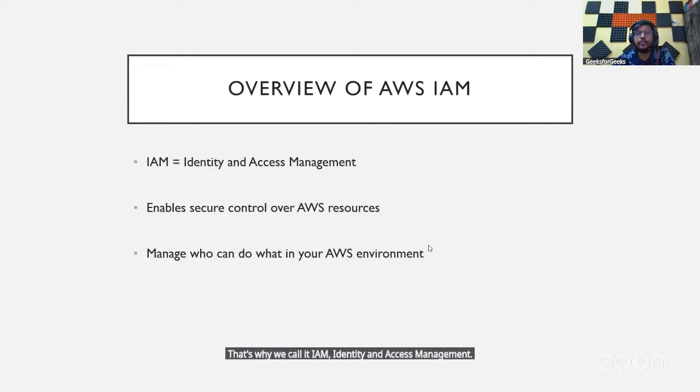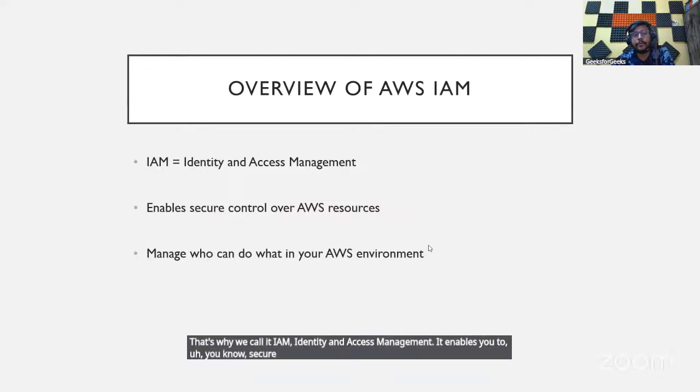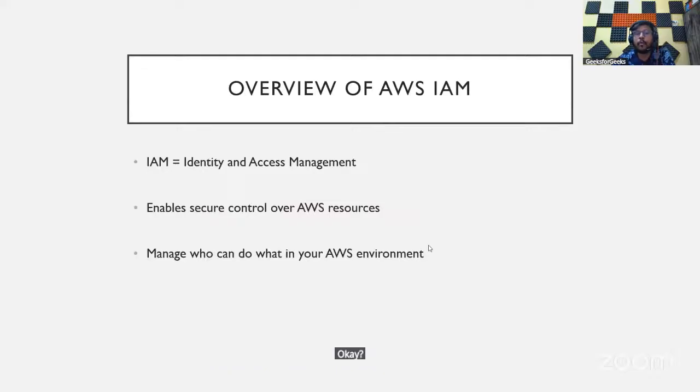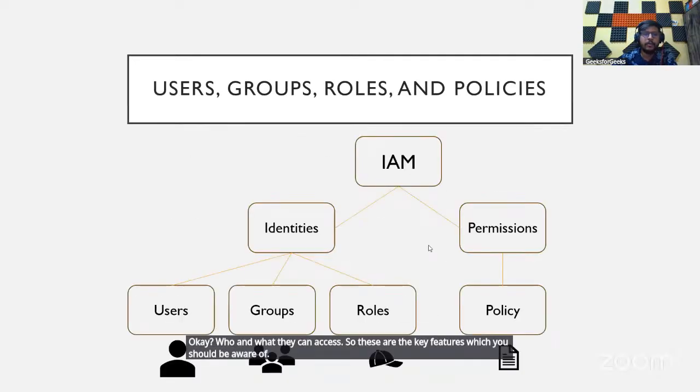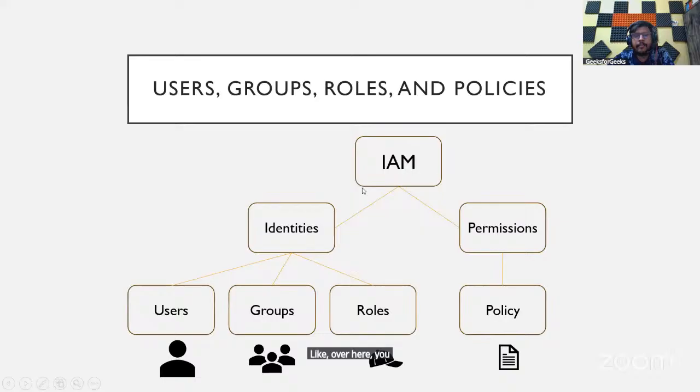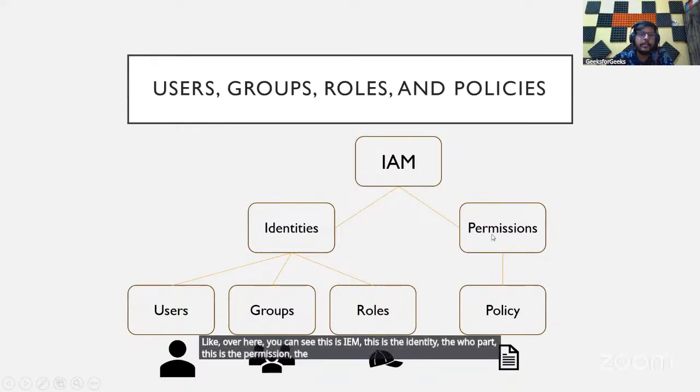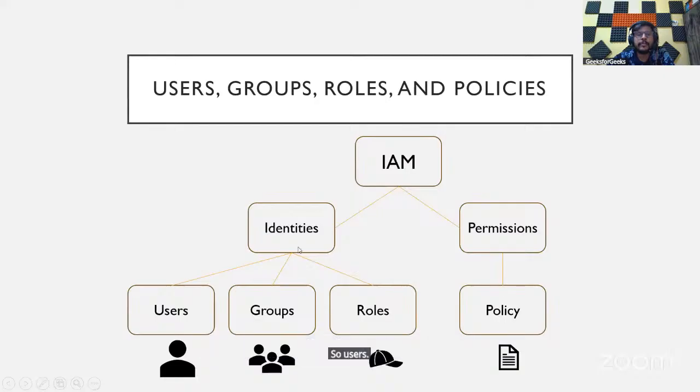It enables you to secure control over your AWS resources. It helps you decide who can access what inside AWS. So these are the key features which you should be aware of. Over here, you can see this is IAM, this is the identity, the who part, this is the permission, the what part. So users, groups, roles, these are all identities. The permission is the policies.